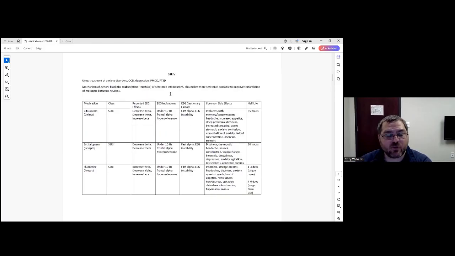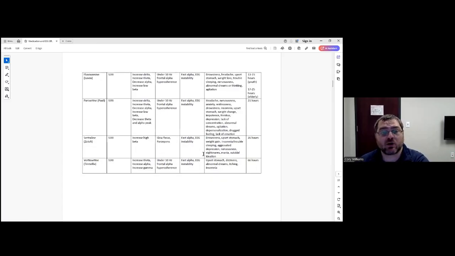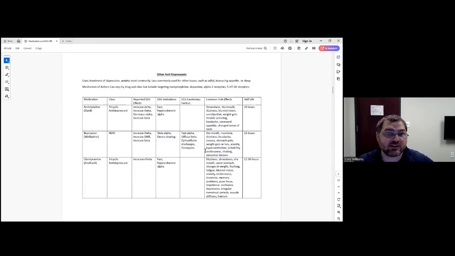And you'll notice that for a lot of the SSRIs, we don't want to use them if somebody has a fast alpha or if their EEG is unstable. So if they're not very rhythmic, if they have paroxysmal content, we want to steer clear of these. So do your EEG first, and then you can make smarter medication recommendations that are less likely to be harmful to someone else.